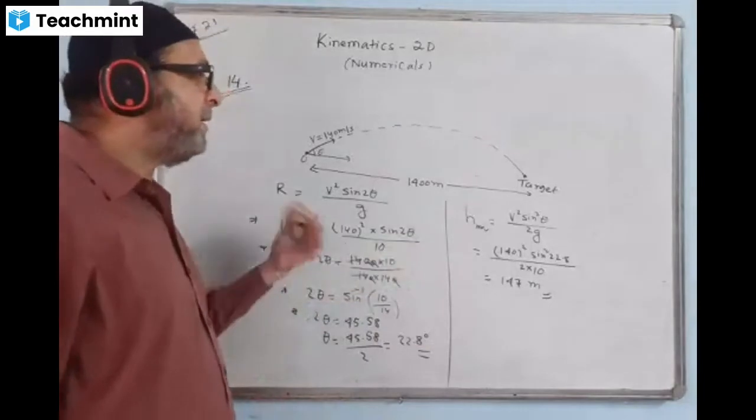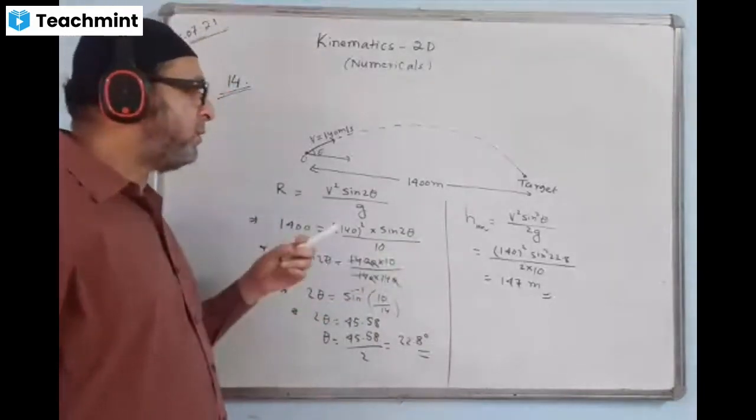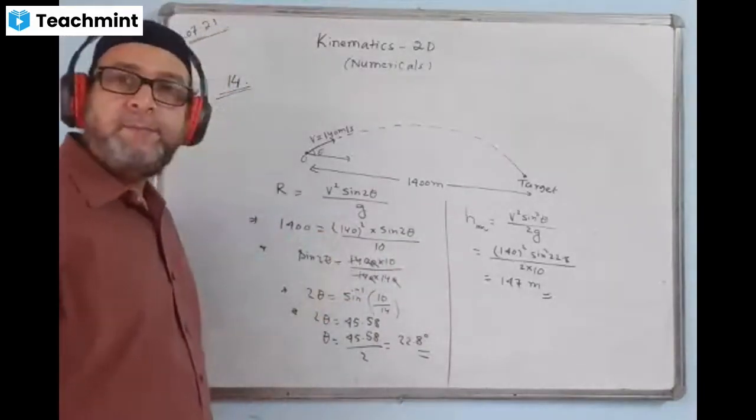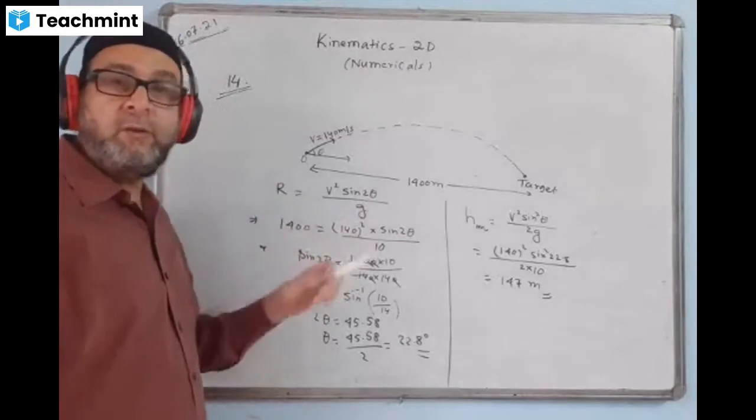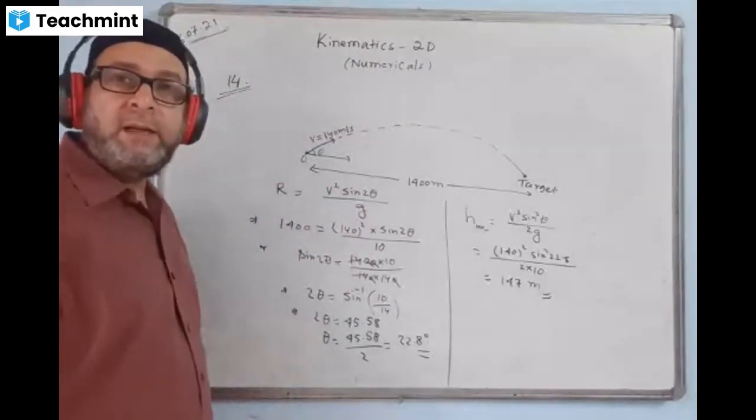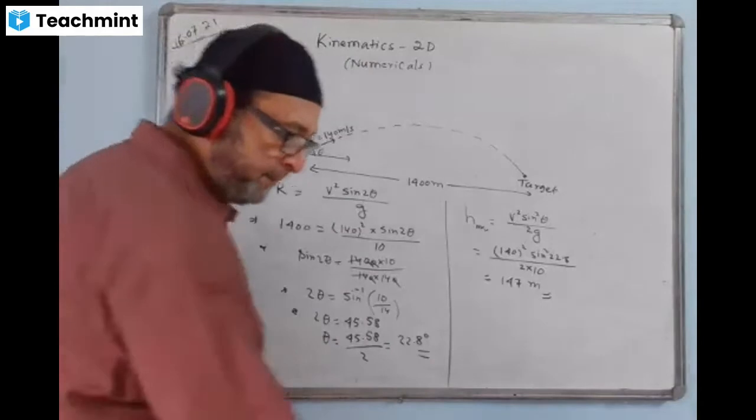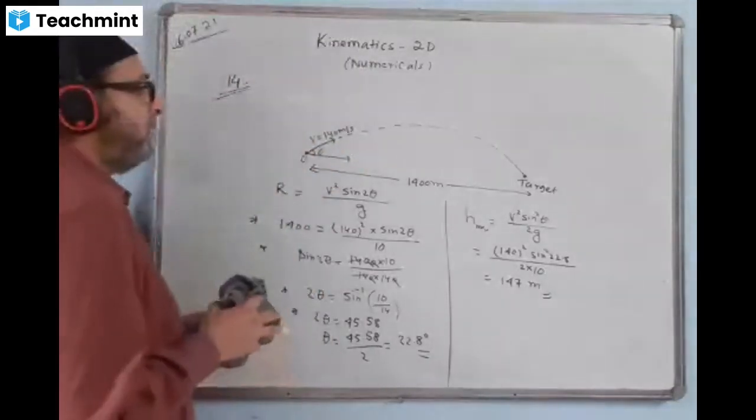Why are the values we are getting slightly different from the book's answer? Because of the value of g. Hope you understood the working. Okay, now next one.